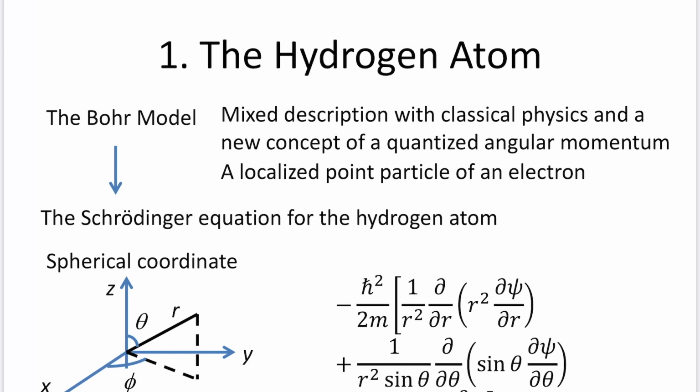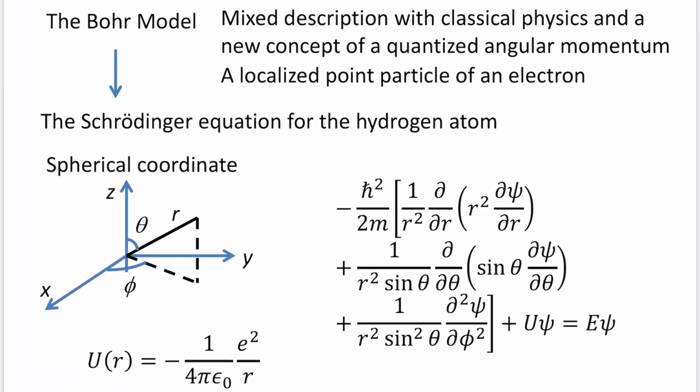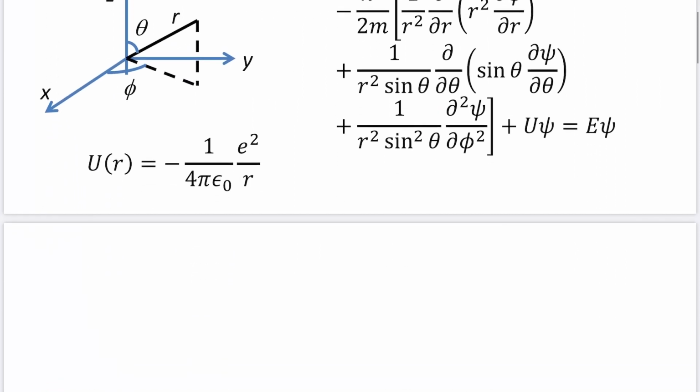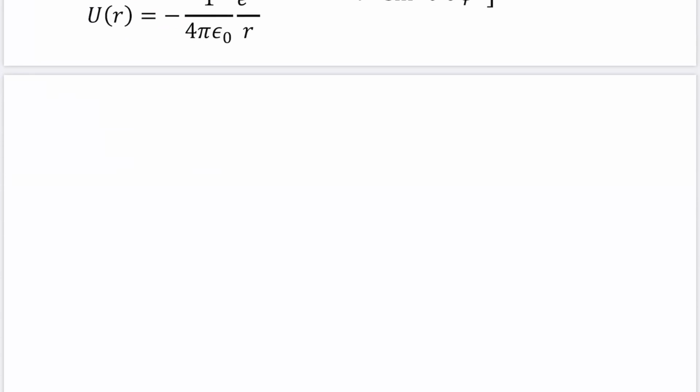We have already found the fundamental equation of quantum mechanics, the Schrodinger equation. So we are going to apply the Schrodinger equation to find out the structure of the hydrogen atom. In the real world, we need to solve the 3D Schrodinger equation.